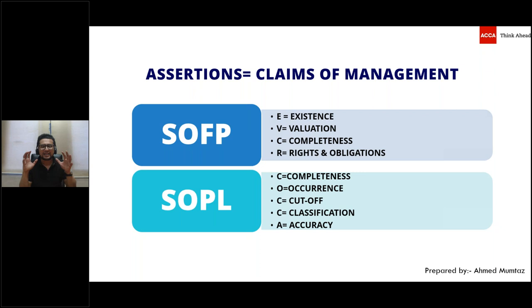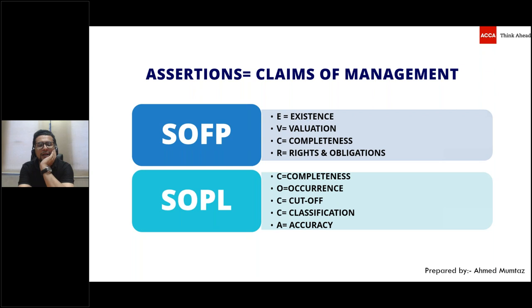The management is going to claim that the statement of financial position has got all four ingredients and all four characteristics in it. All the assets do exist. All the liabilities are valued at the correct amount. All the liabilities have been recorded, so they are complete. And all the assets and the liabilities are the rights and obligations, that is, the ownership of the company.